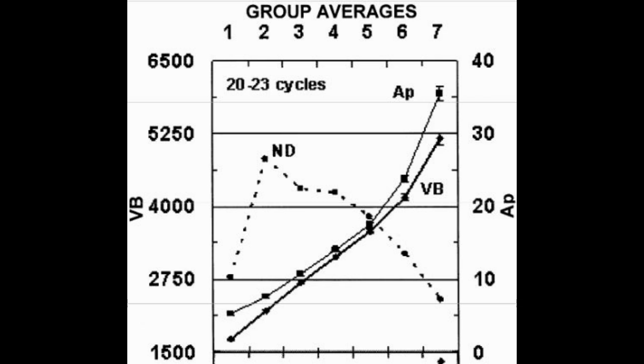And then on the left-hand axis, you have VB, so the product of the solar wind velocity and the B component. And on the right-hand side, you have the AP scale. And you can see VB and AP pretty much mirror each other. You can see there's a strong correlation except for group 7, it breaks off. And ND is the number of days in each group.